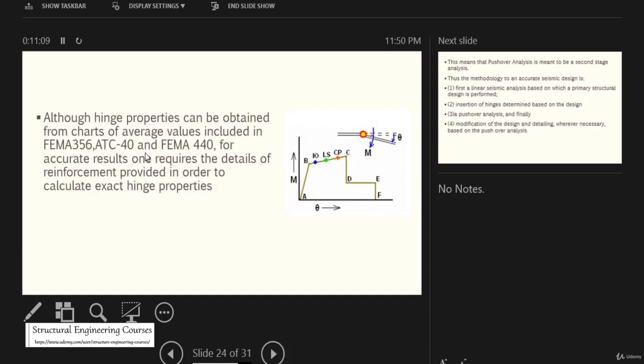So all the hinge properties can be obtained from the charts of average values indicated in FEMA 356, ATC 40 or FEMA 440 for accurate results. One would require details of the reinforcement provided in order to calculate the exact hinge properties. So in ETABS, or let us say in SAP2000 or in MIDAS, if you are doing the pushover analysis, the software will ask us what is the reinforcement that you are putting in the beam.